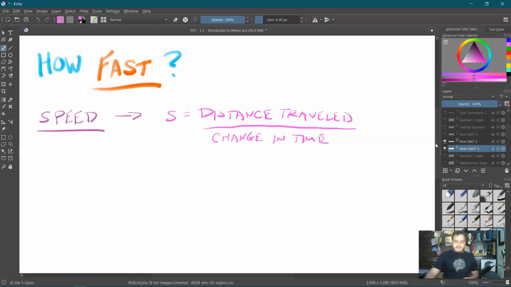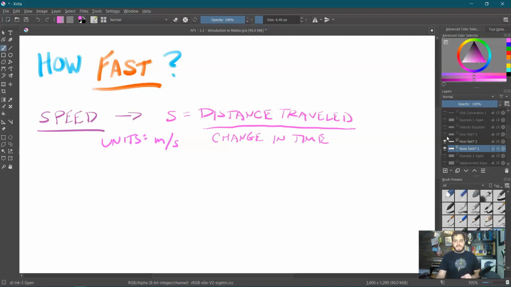But speed, which we abbreviate with an S, is simply the distance you travel divided by the change in time. Pretty straightforward. We're used to this. And the units we're going to pretty much always try to stick with. Yes, you've seen kilometers per hour, miles per hour, but we really want to stick with meters per second. We need to have it in terms of meters per second when we use different equations.